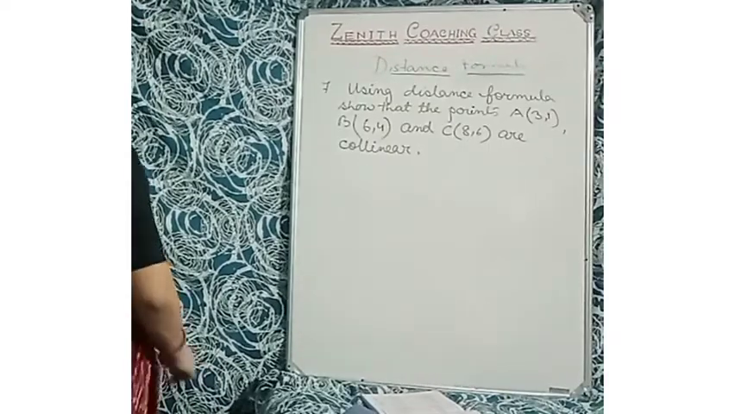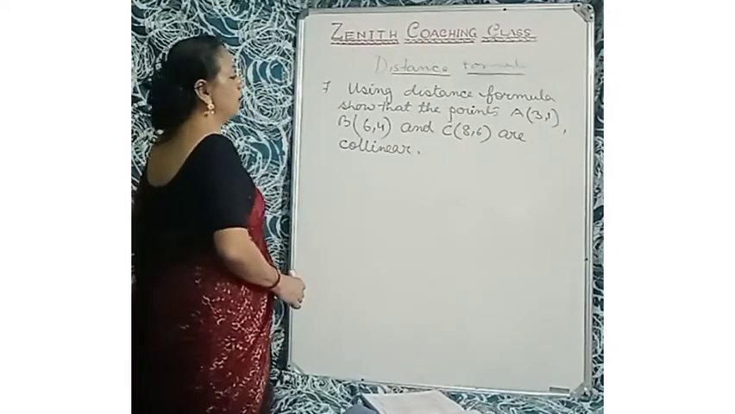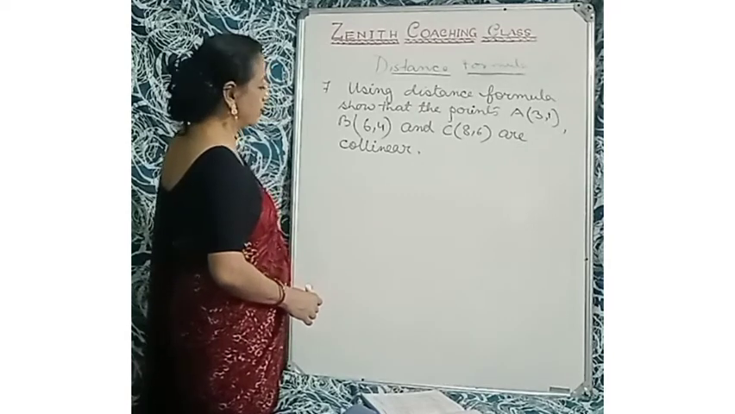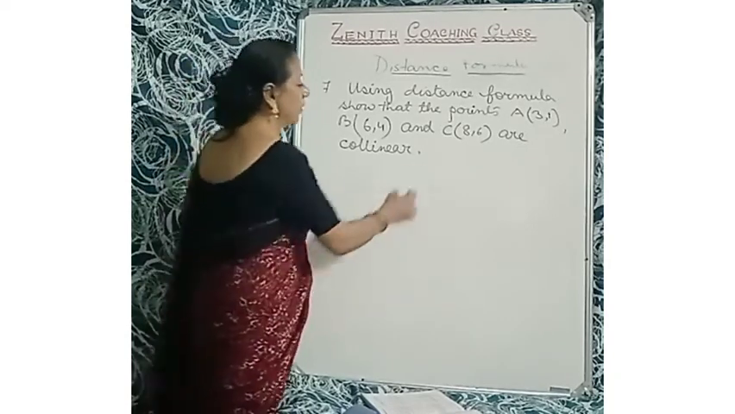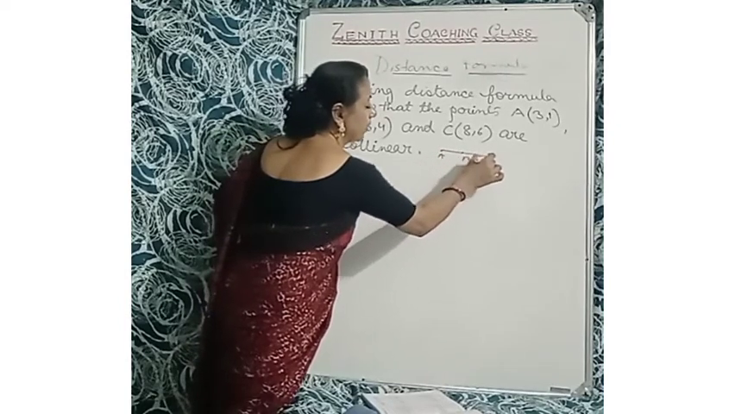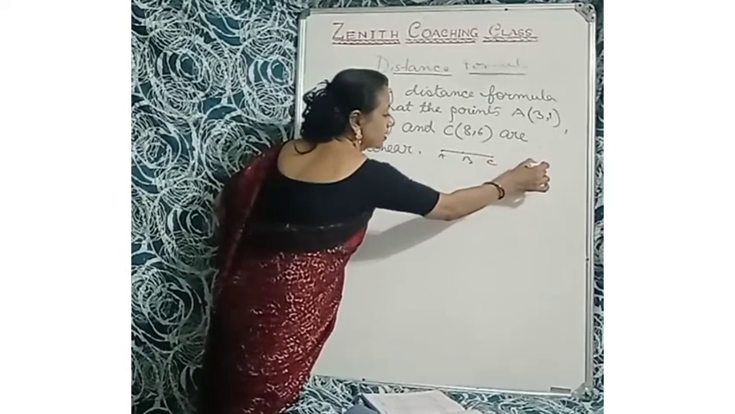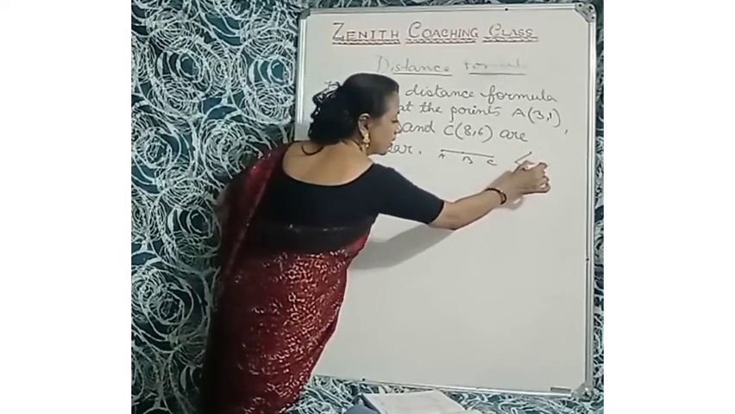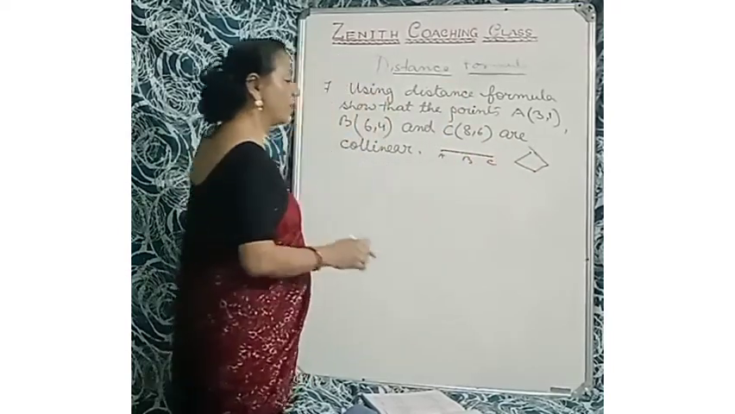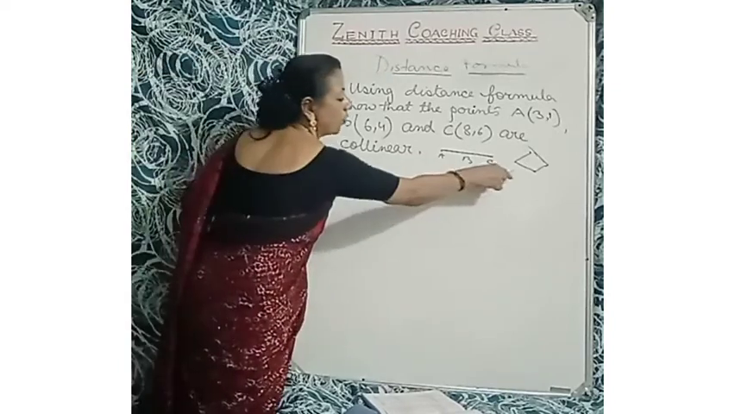So children, come to the seventh sum. Using distance formula, show that the points A(3, 1), B(6, 4) and C(8, 6) are collinear. Collinear means here is A, here is B, here is C, so they are collinear. Non-collinear points do not form a straight line. If they are forming a straight line, then the points are collinear. Otherwise, the points are non-collinear.